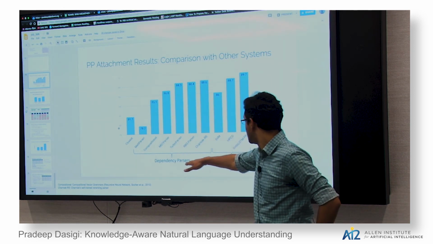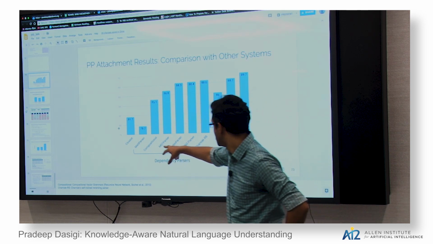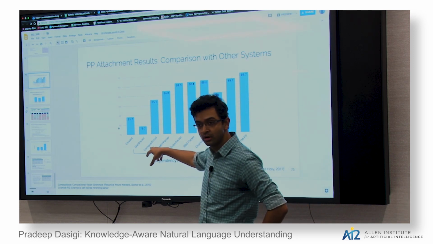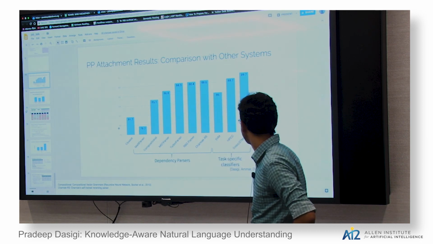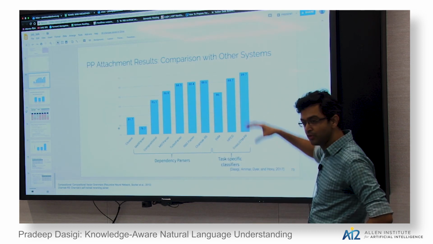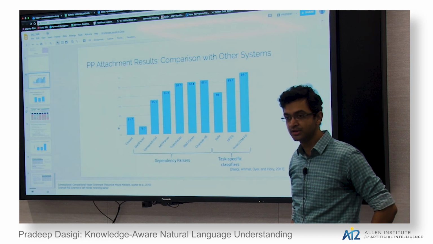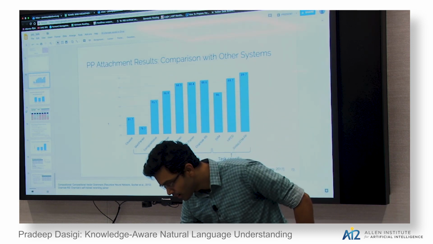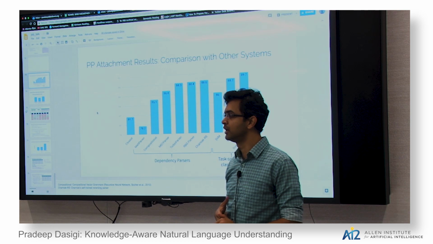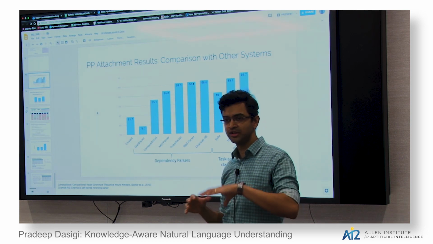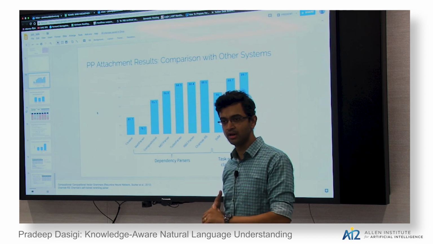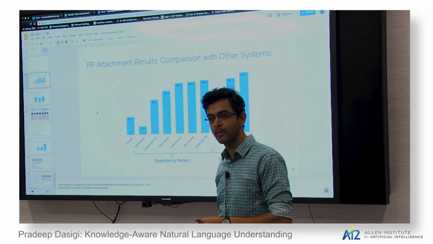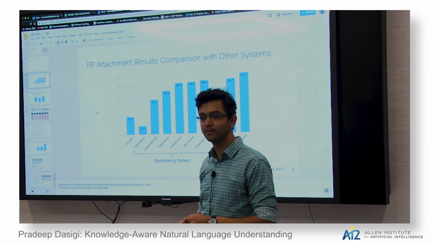So these are some dependency parsers. The compositional parser is from the recursive neural network model from Richard Socher. And these are task-specific classifiers. So yes, we are doing better than most dependency parsers. And in general, I think we've observed that prepositional phrase attachment is one of those bottleneck tasks in dependency parsing because it requires a lot of semantics being modeled. That having been said, yeah.